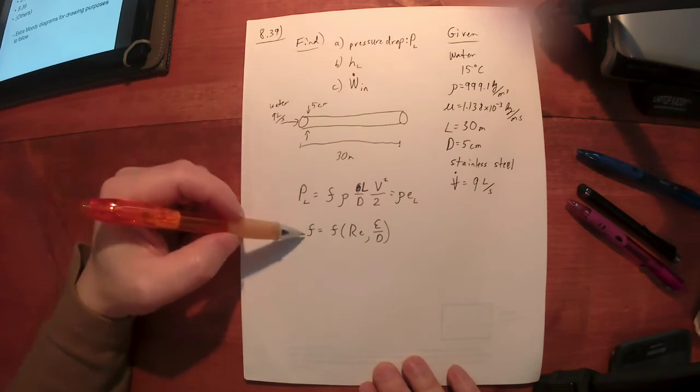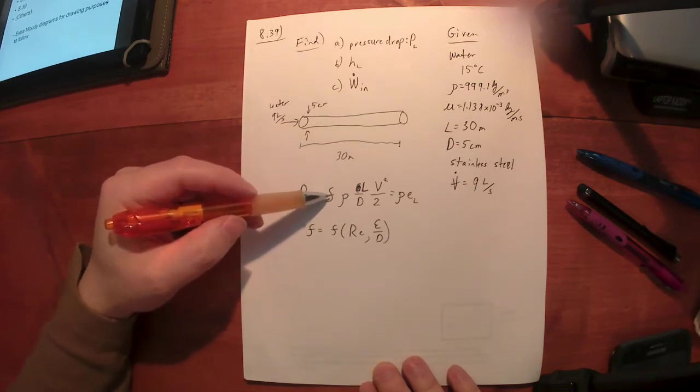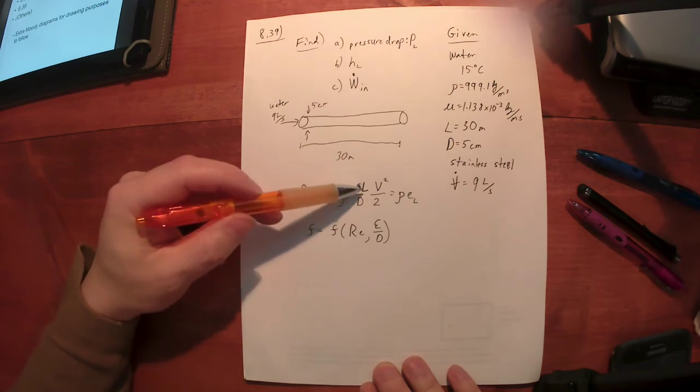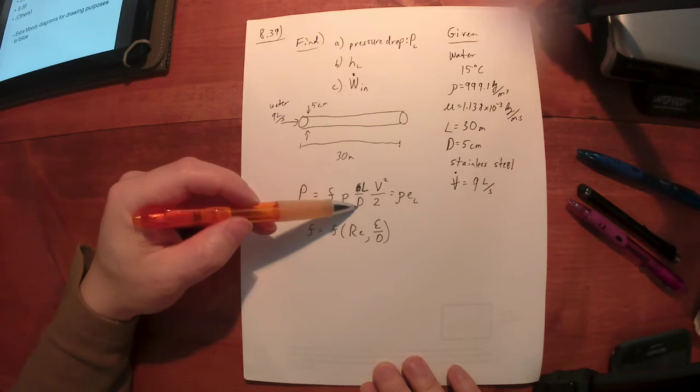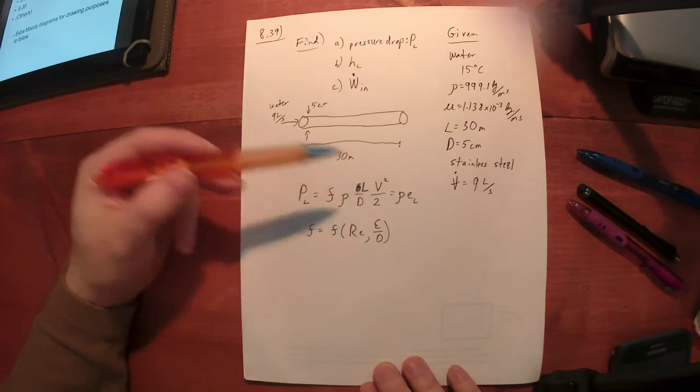Let's see. Where do we go from here? Well, we know the Darcy friction factor to find the pressure loss. But let's see what else is unknown here. I do know the density. I do know the length. I know the diameter. I do not know the average speed of the fluid flow. So I do need to find that.